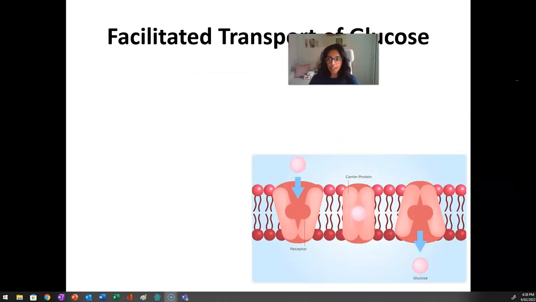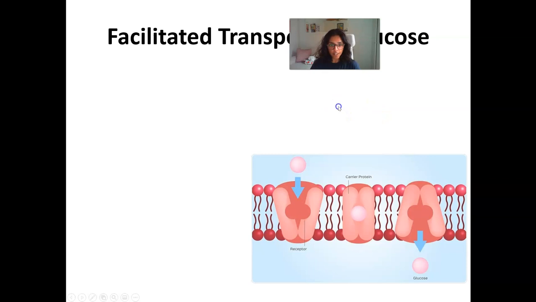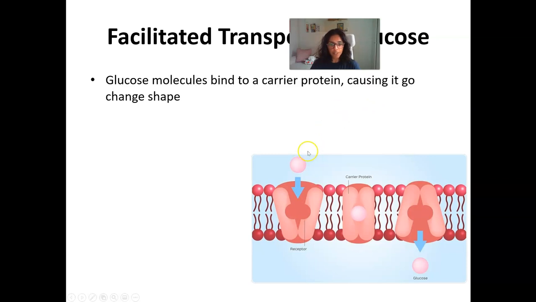So we're going to look at the example of glucose. Glucose uses facilitated transport, and it does it in quite a unique way. You can see in this cartoon here that our glucose molecule binds to our carrier protein, and when it does that, it causes the carrier protein to change shape. And when it changes shape, it opens at the other side and it drops that glucose molecule off on the inside of the cell. So remember, we need glucose for energy.